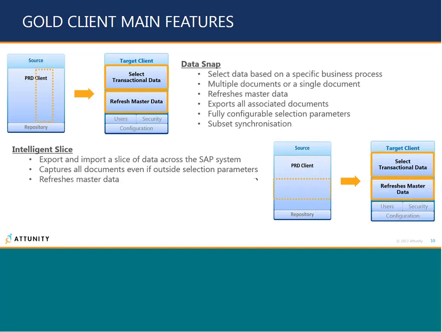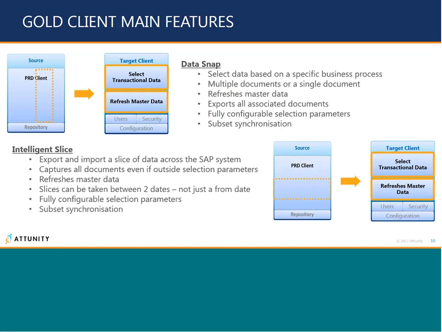Again, we refresh all the master data, and it should be noted that all of the selection parameters in both Data Snap and Intelligent Slice are fully configurable, and we have the ability to synchronize the data extraction between ECC, CRM, and SRM. So you can use the parameters that you export data from ECC to export the same and related data in both CRM and SRM.